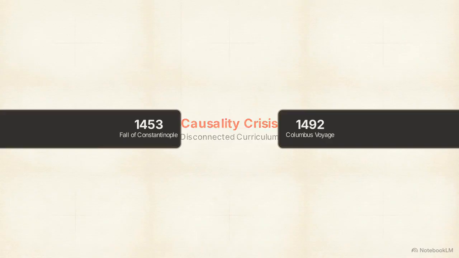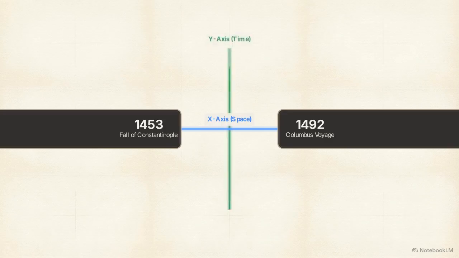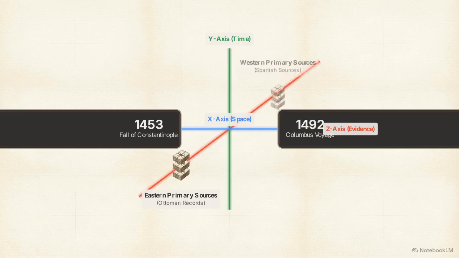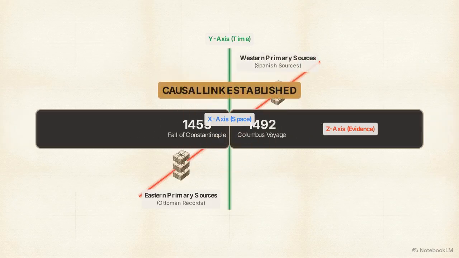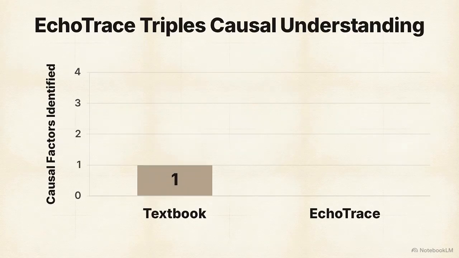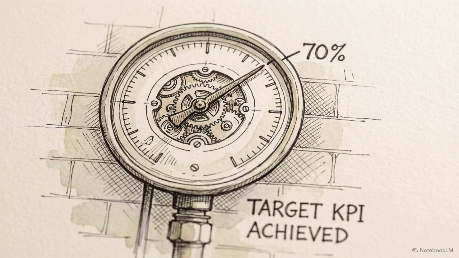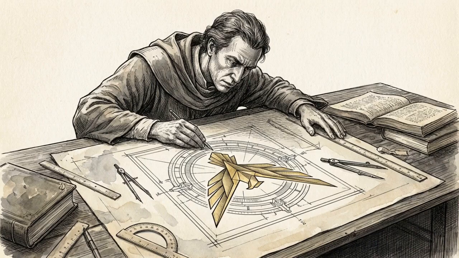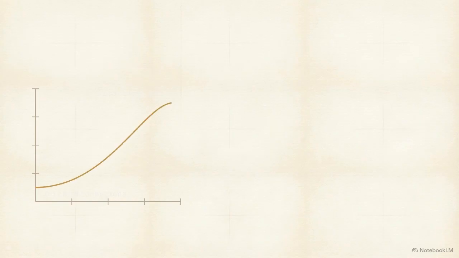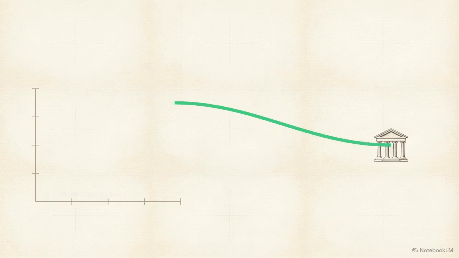EchoTrace repairs this pedagogical gap by deploying its three-axis system directly into the timeline. By plotting Ottoman records of trade disruption alongside Spanish sources on exploration motivations down the z-axis, the causal link becomes undeniable. This multi-perspective engagement allows students to identify 3 or more causal factors per event, reaching the 70% comprehension threshold identified as a success metric for institutional adoption. The user experience solves the immediate pain point for the student, which in turn generates the hard outcome data necessary to close the institutional procurement cycles.